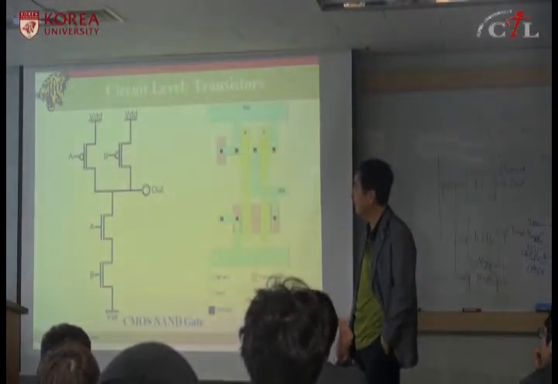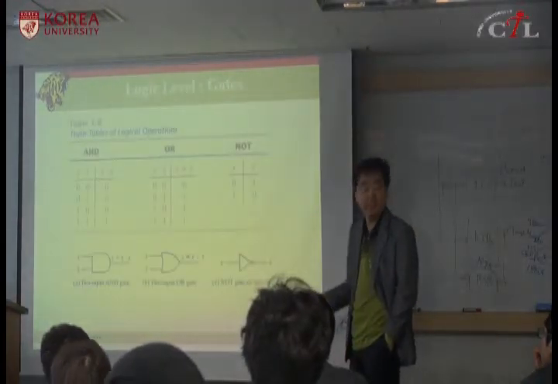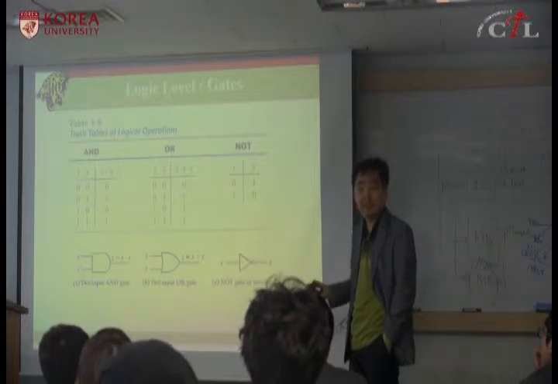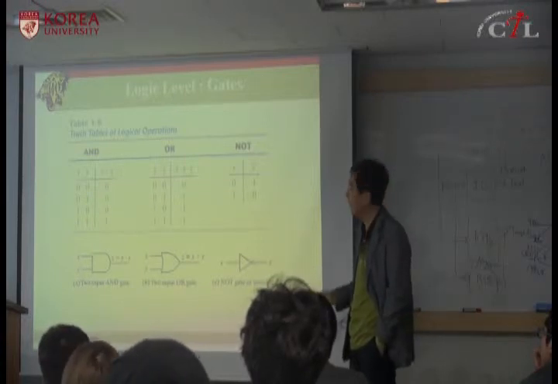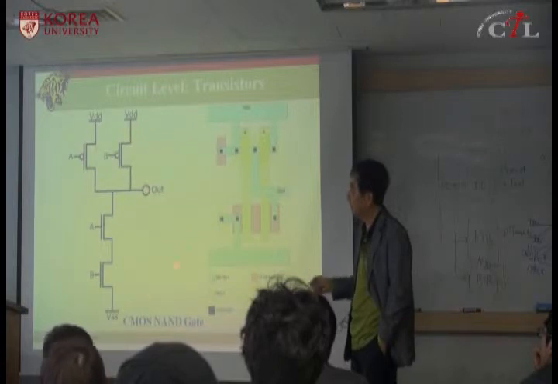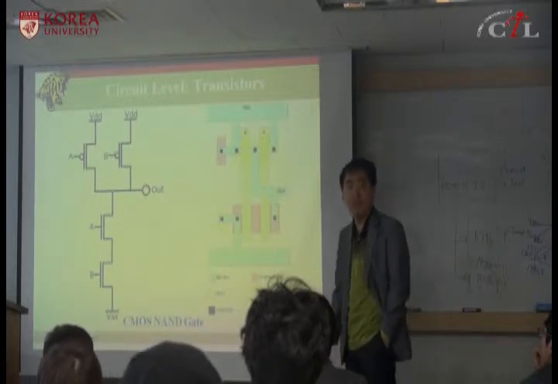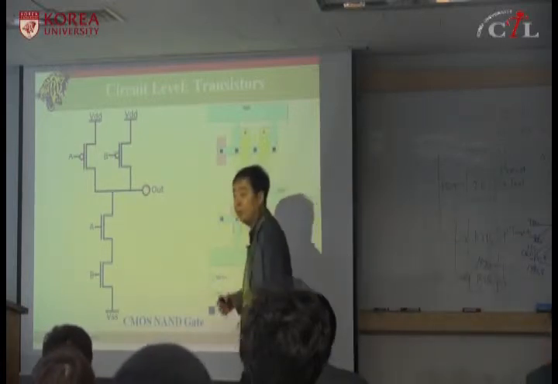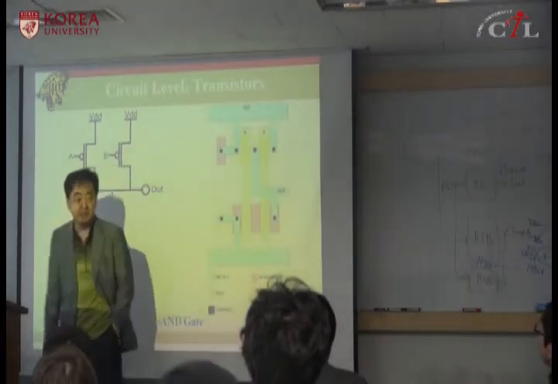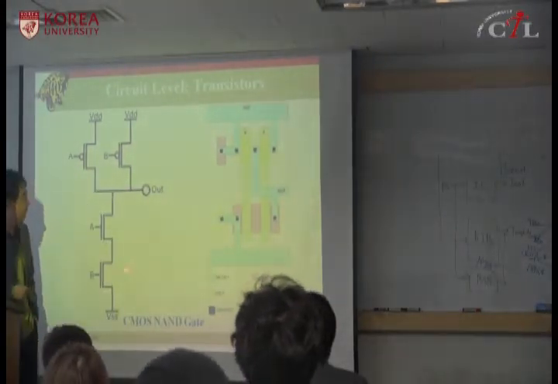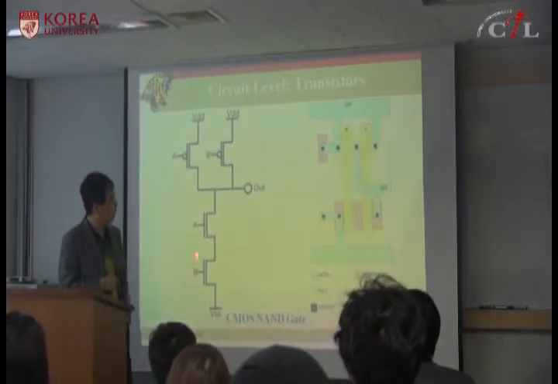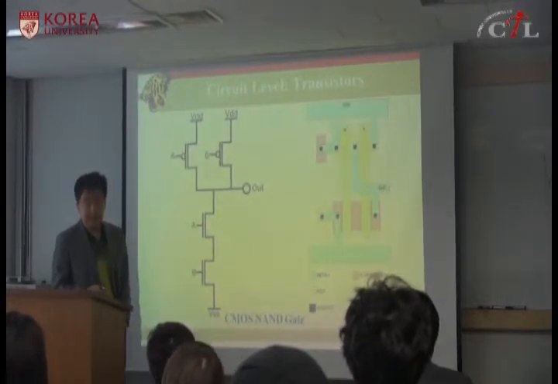So NAND gate is a universal gate. Using the NAND gate, you can build AND or NOT, everything. And for a 2-input NAND gate, you need 4 transistors. These are CMOS transistors, so you have PMOS and NMOS transistors. Okay?